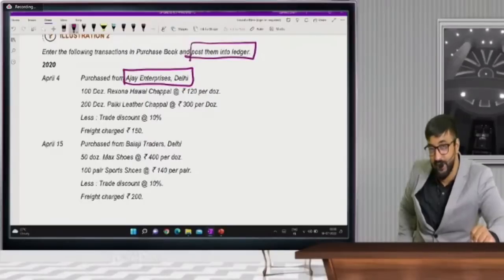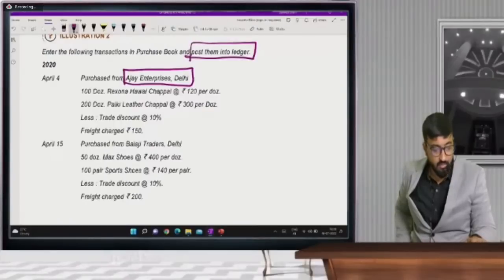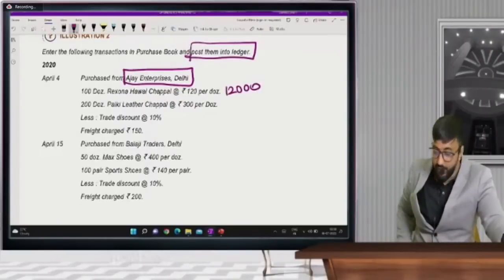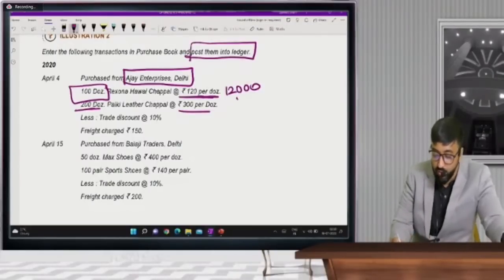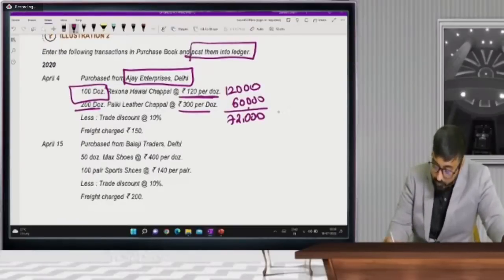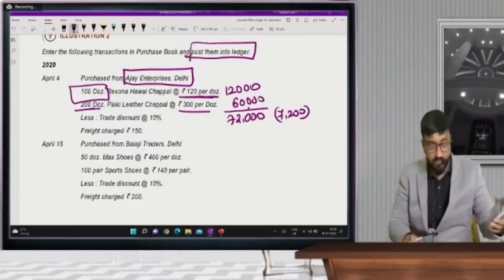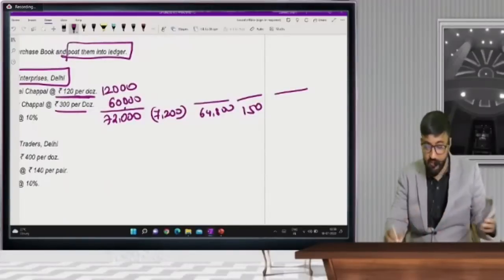Now you can see: purchase from Ajay Enterprises, 100 dozens of Rexona hawai chappals. 100 into 120, 12,000, and 200 into 300 per dozen, and it is calculated in dozens. 100 dozens into 120 per dozen, 12,000. 200 into 300, 60,000. Total is 72,000. Trade discount 7,200. 64,800. Freight 150, and total amount is 64,950.